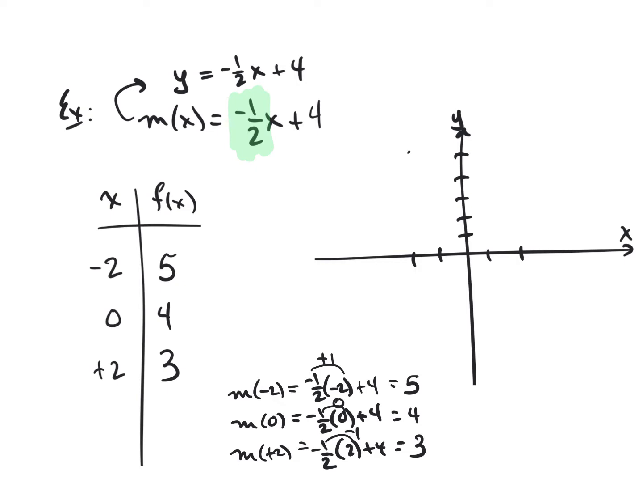So left 2, up 5. Stay in the middle, go up 4. Go right 2 and up 3. And again, I'm just going to use my ruler to try and get a decent straight line through those. So something like that, looks like my ruler slid a little bit, but you get the idea. Okay, and so that would be the linear function, the straight line, called m of x.